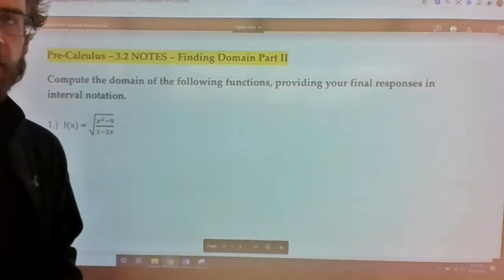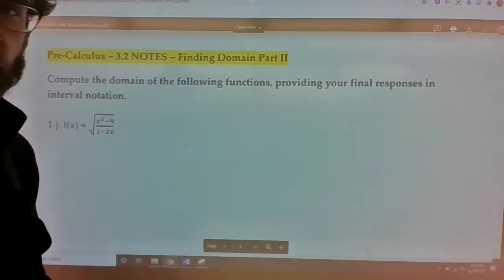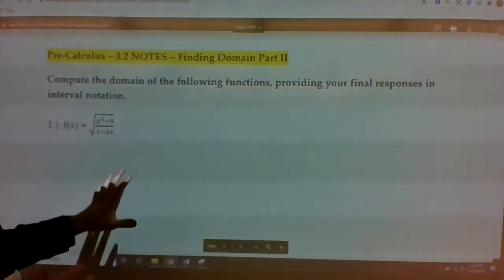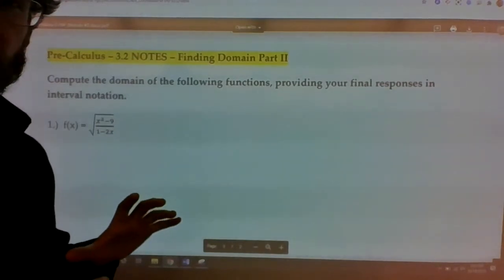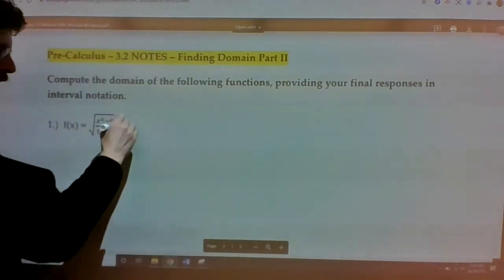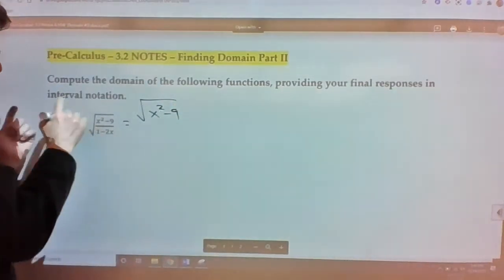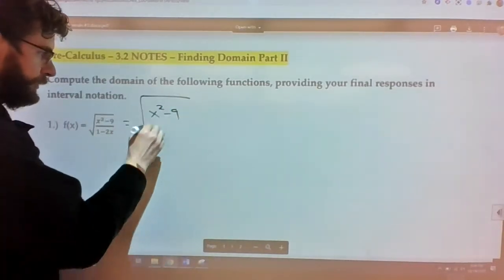It's lesson 3.2. It's very much the same as what we've been talking about already with domain. I just thought that these situations have another degree of complexity that perhaps we should reserve our own little lesson for them. So, I'm talking about functions in which you've got a square root on both the top and the bottom. The whole thing is square rooted.